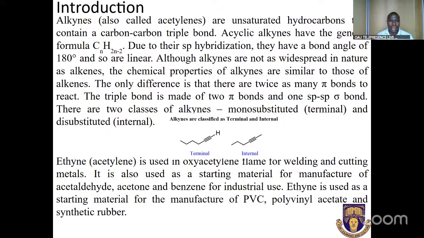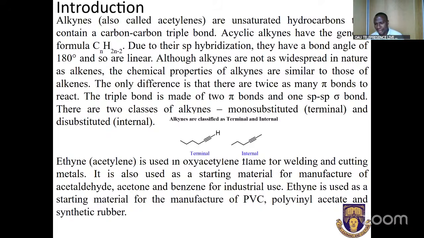So alkynes are also called acetylenes. And they are unsaturated hydrocarbons, similar to alkenes. In this case, we have a carbon-carbon triple bond somewhere in the structure of the compound. They have the general formula CnH2n-2.